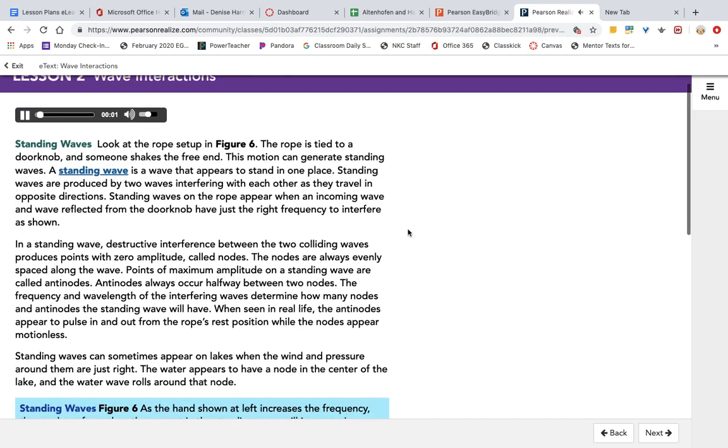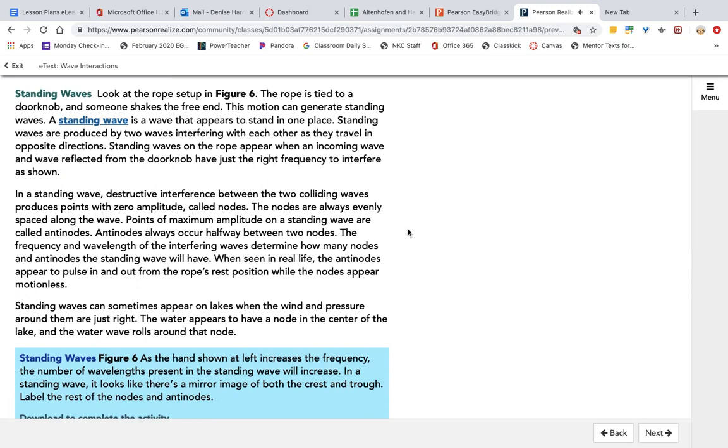Standing waves. Look at the rope setup in Figure 6. The rope is tied to a doorknob, and someone shakes the free end. This motion can generate standing waves. A standing wave is a wave that appears to stand in one place. Standing waves are produced by two waves interfering with each other as they travel in opposite directions. Standing waves on the rope appear when an incoming wave and a wave reflected from the doorknob have just the right frequency to interfere as shown.